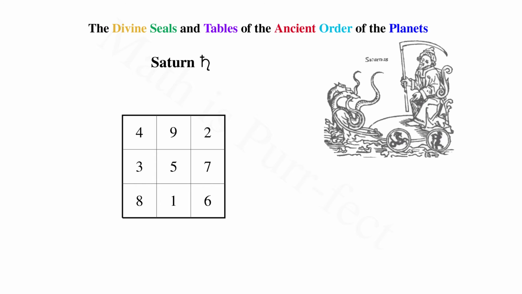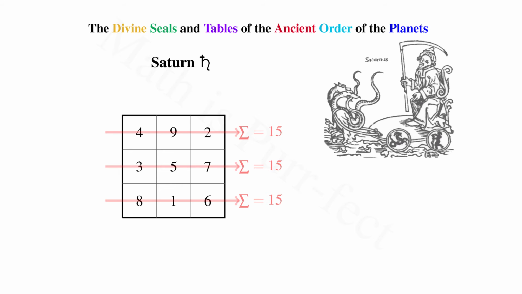This magic square has a property that the sum of the entries in the first row, that is 4, 9, and 2, is equal to 15. Adding the entries in the second row, namely 5, 3, and 7, yields 15. Summing the entries in the third row, 8, 1, and 6, also yields 15.